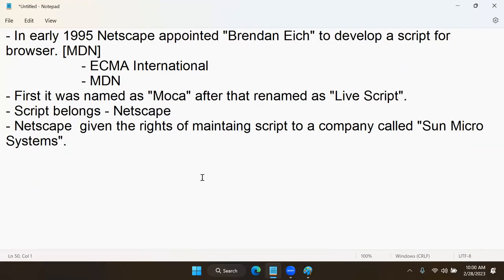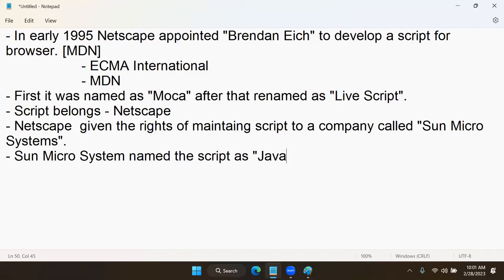In the early 90s, Sun Microsystems was very popular for their language called Java. That is the reason Sun Microsystems named the script JavaScript, just to tell the world that this is from the same people who are maintaining Java. There is no relation between Java and JavaScript.